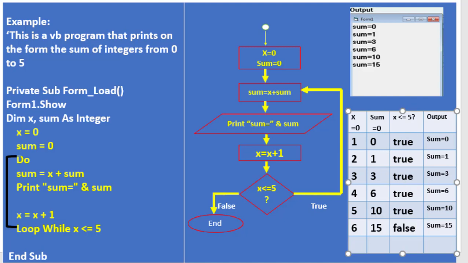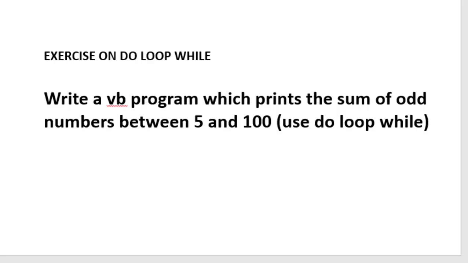Now let's see these examples whereby we're having a Visual Basic program which prints the sum of odd numbers between 5 and 100. So we use do loop while. So let me open Visual Basic and show how this program will be done.